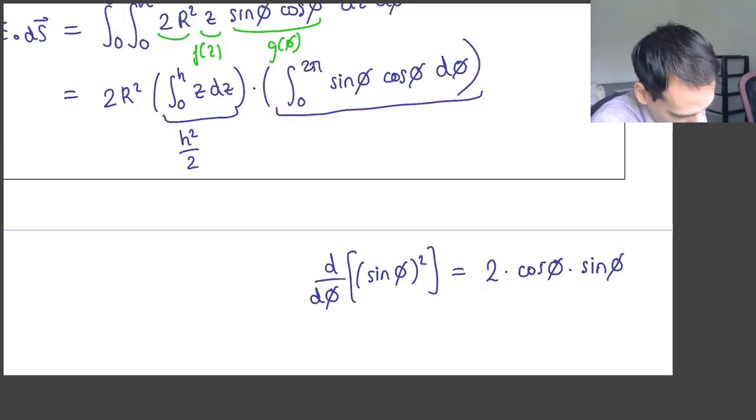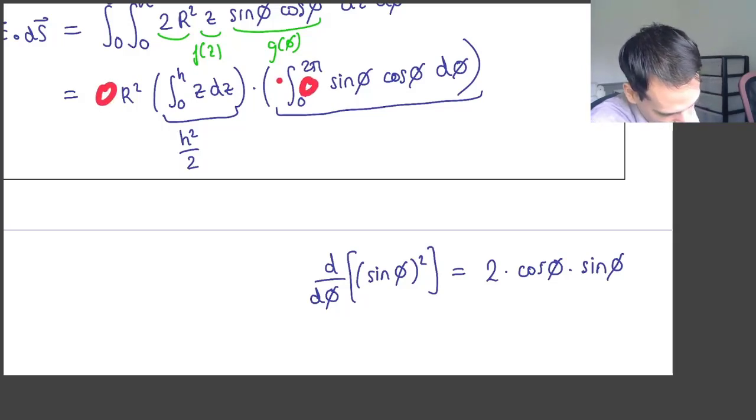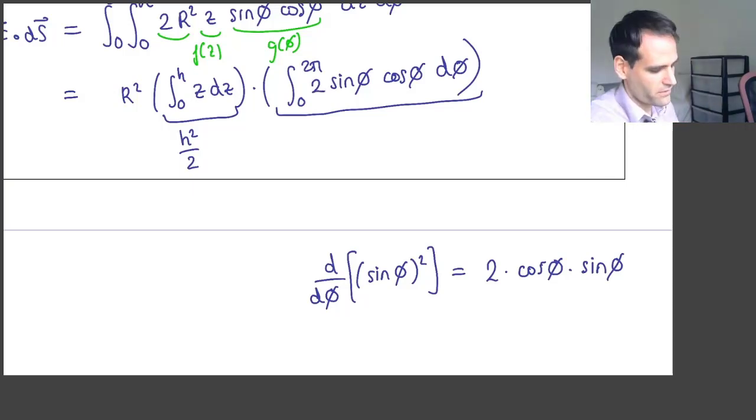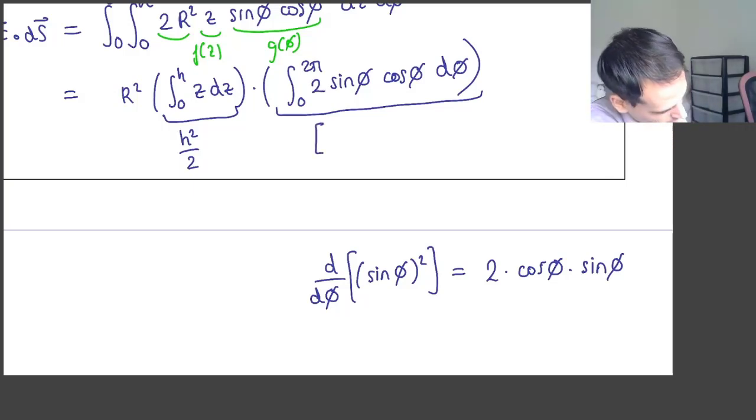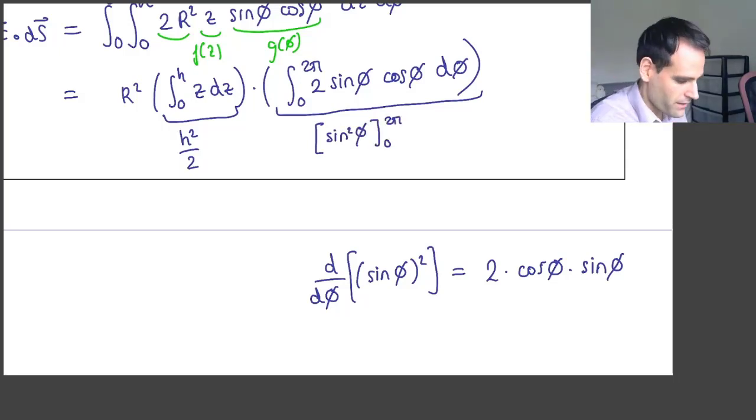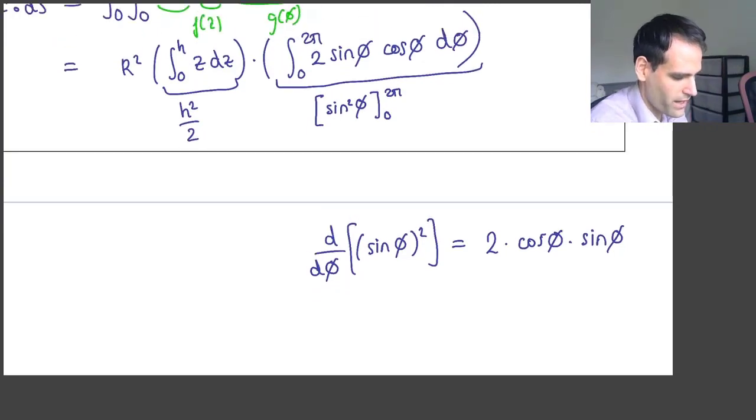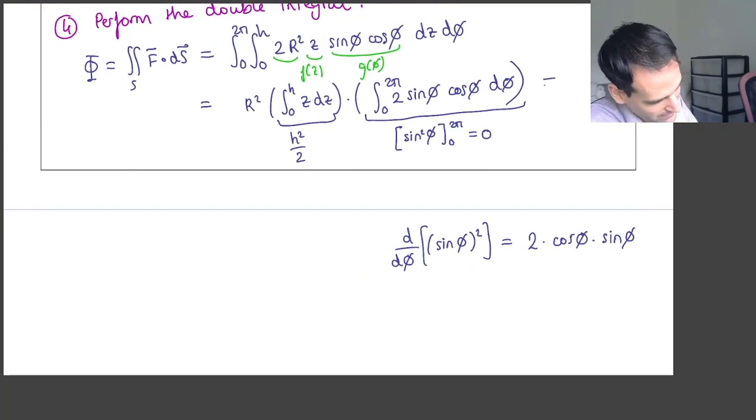Okay? Or even better, the 2 that was outside, we put it inside. So now this is even easier. The integral of this is just sine squared of phi between 0 and 2 pi. Now it turns out that sine squared of 2 pi is 0, minus sine squared of 0 is also 0. So the answer to this is 0, which means that our total flux turns out to be 0.